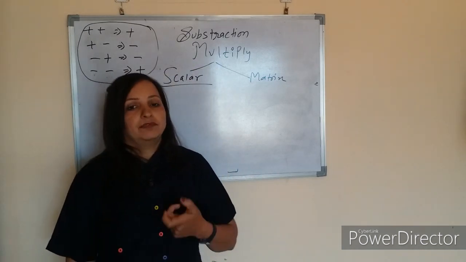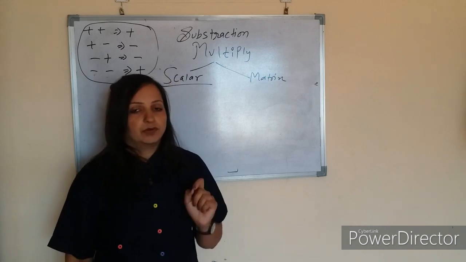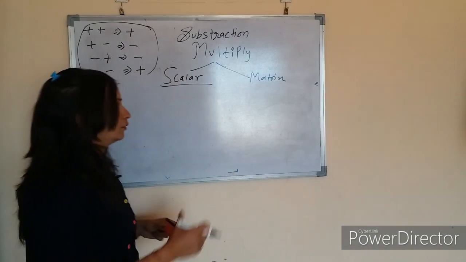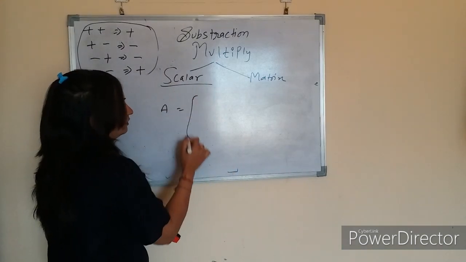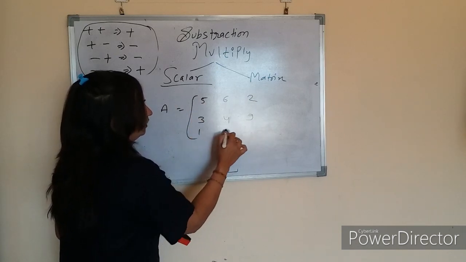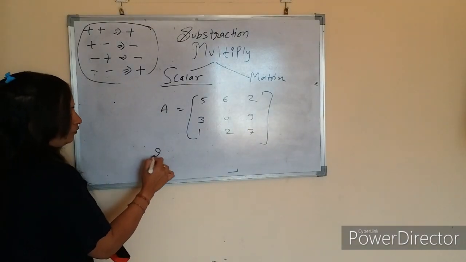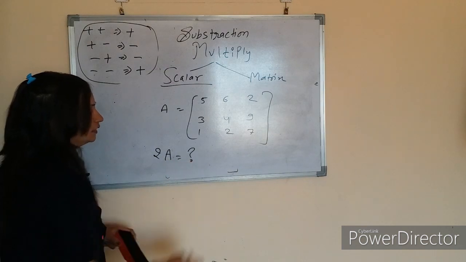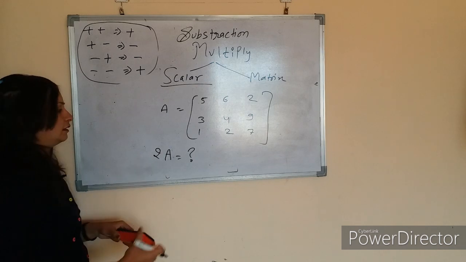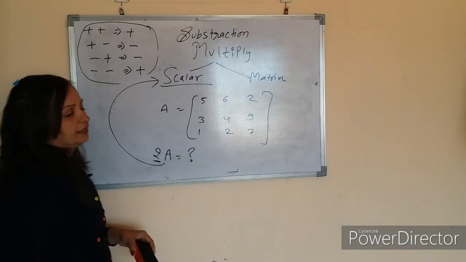Okay, so very firstly, what is scalar multiplication? A scalar multiplication is when we multiply a matrix with a given number. Listen carefully to what I am saying. I am saying we are going to multiply a matrix with a given number only. Just like I am having a matrix A, 5, 6, 2, 3, 4, 9, 1, 2, 7, whatever it is. And I am saying what is 2A. That means I have to multiply the matrix A with 2, a single number.